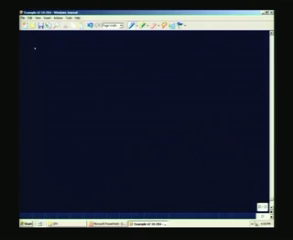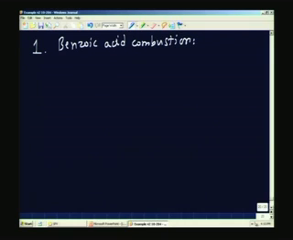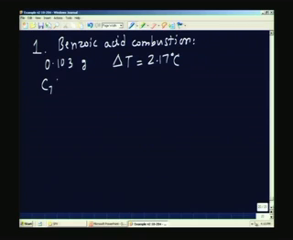So, part 1 will be benzoic acid combustion. We have the mass of the acid, 0.103 gram, burnt, and the temperature change is 2.17 degrees Celsius. So, this is the first part. We already know that benzoic acid is given by C7H6O2, in the solid form, and the reaction can be written as follows.